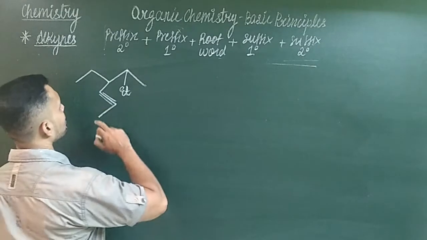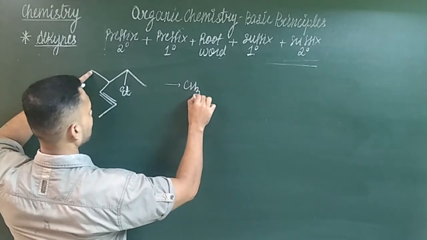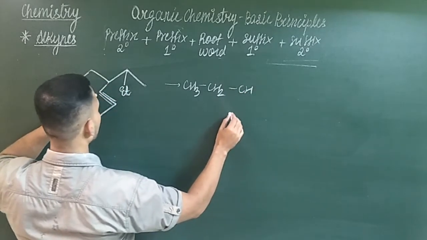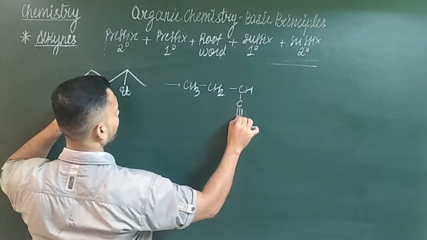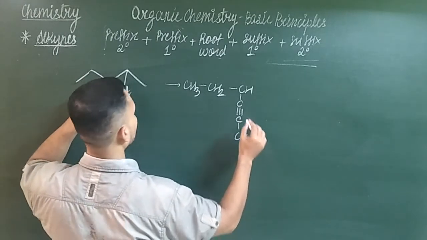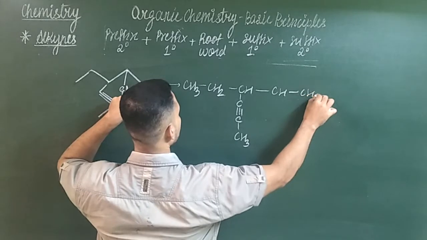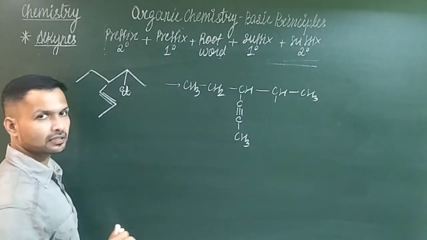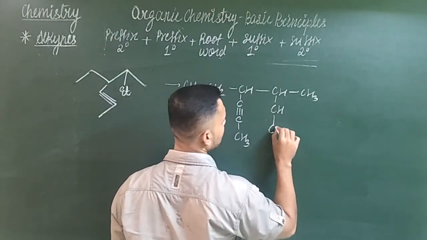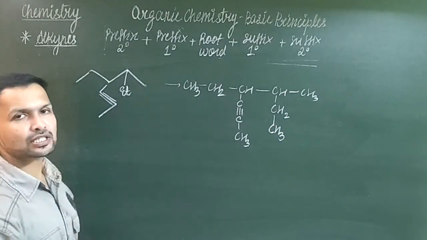But for the beginners, I would advise to draw this in the condensed manner. So this corner CH3, this will be CH2, this will be CH, this will be C triple bond C, and this will be CH3. Then have a look. This CH is attached to this CH, and this CH is attached to this CH3. But this is Et. Et is an abbreviation for ethyl. Now draw this ethyl. Ethyl is 2 carbons. So this will be CH3 and this will be CH2. So this is the condensed version of it.